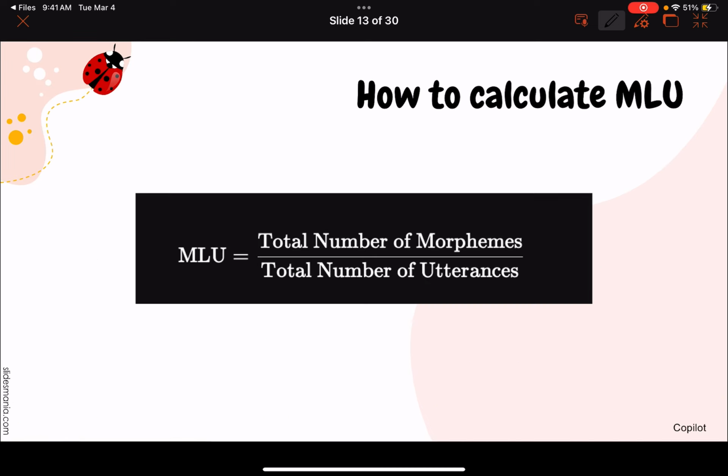And then how do we calculate? In order to get an MLU count, you're going to take the total number of morphemes. So let's say we have 100 morphemes. We're going to have 50 utterances, because for this project, you're only going to count 50 for me. And you're going to divide that. And what does that equal? Okay. 100 divided by 50, and that'll spit out a number for you.